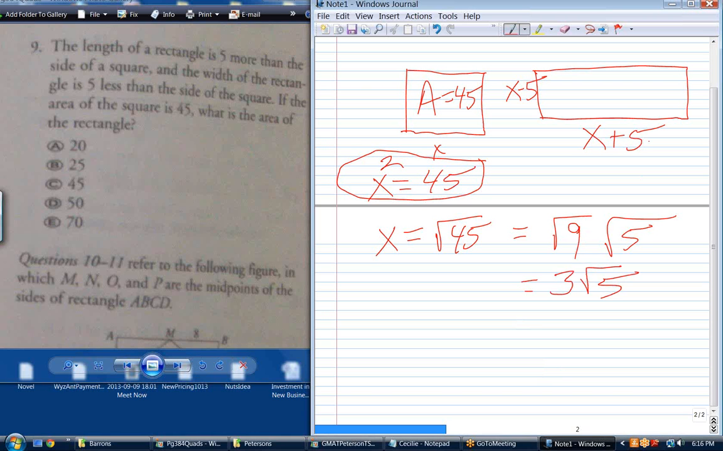Okay. So what is this side? They want the area of the rectangle. So what is the length of the rectangle?